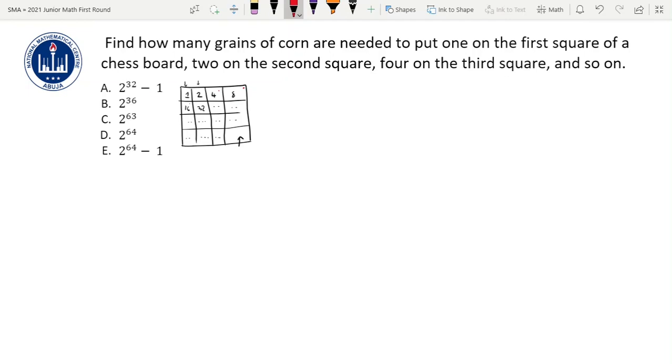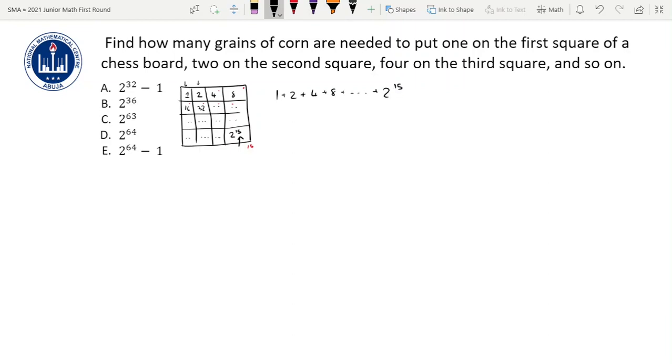So if you continue counting, you have 4, 5, 6, 7, and if you count all the way to here, you have 15. That means the number of grains of corn in this last square is going to be 2 raised to the power 15. So if we're looking at a 4 by 4 chessboard, then what the question is asking us to find will be the sum 1 plus 2 plus 4 plus 8 up to 2 raised to the power 15.